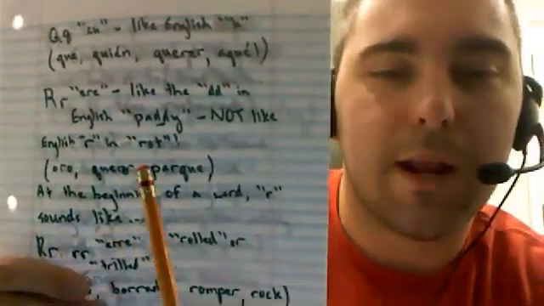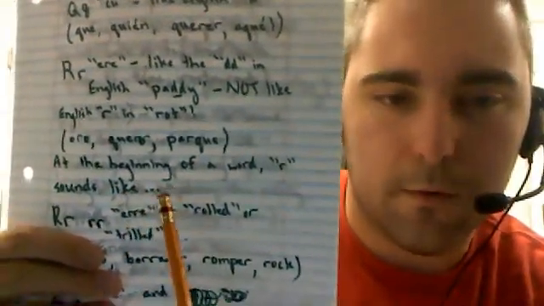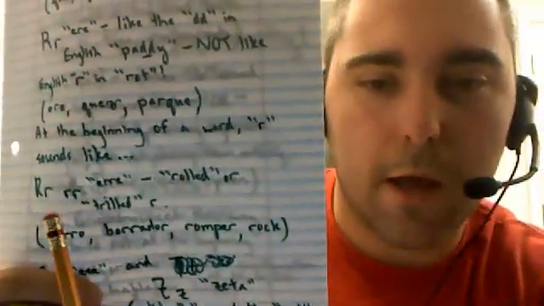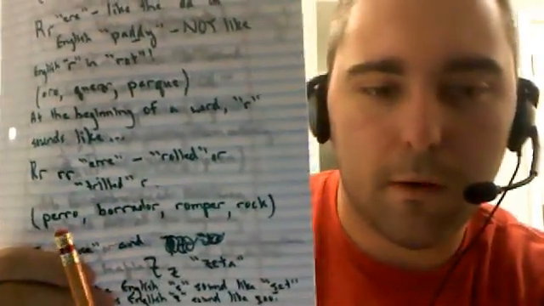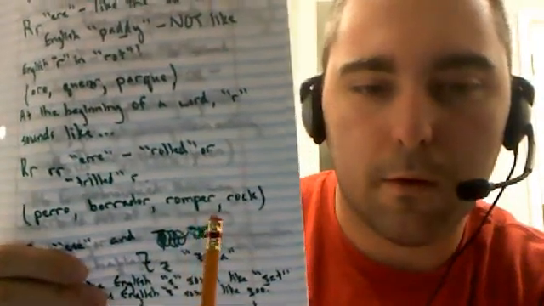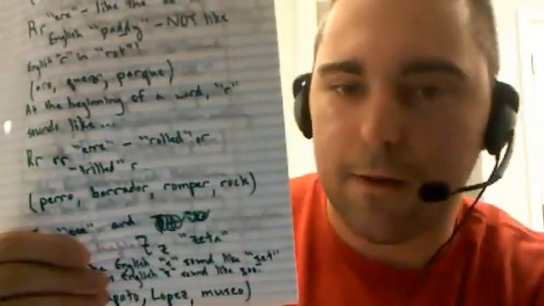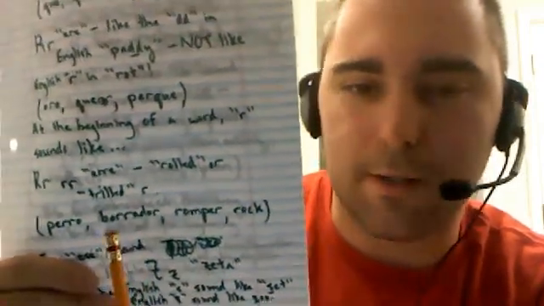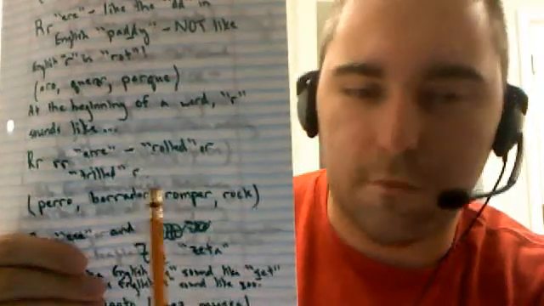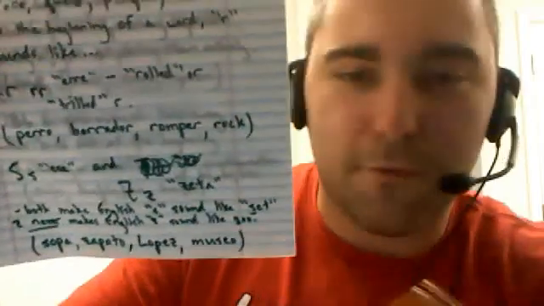Oro, querer, and parque. At the beginning of the word, the Spanish R sounds more like this letter, the double R, which is a rolled or trilled R. So we have perro, borrador, romper, and rock. And it's hard to make that sound at first because it's not an English sound. You can practice with really fast tempo D's if you need to, like da-da-da-da-da-da-da, and then eventually that R sound will come. Arr. I know you're going to make fun of me for all the sounds I'm making.